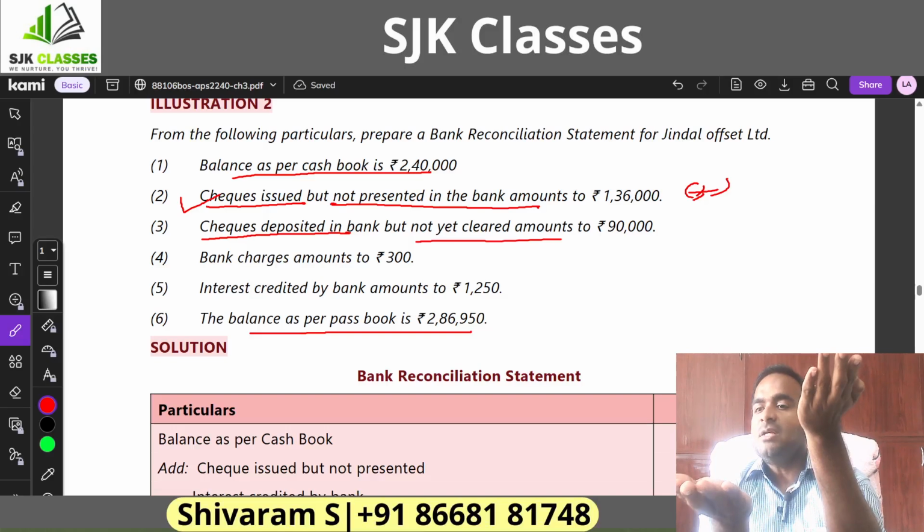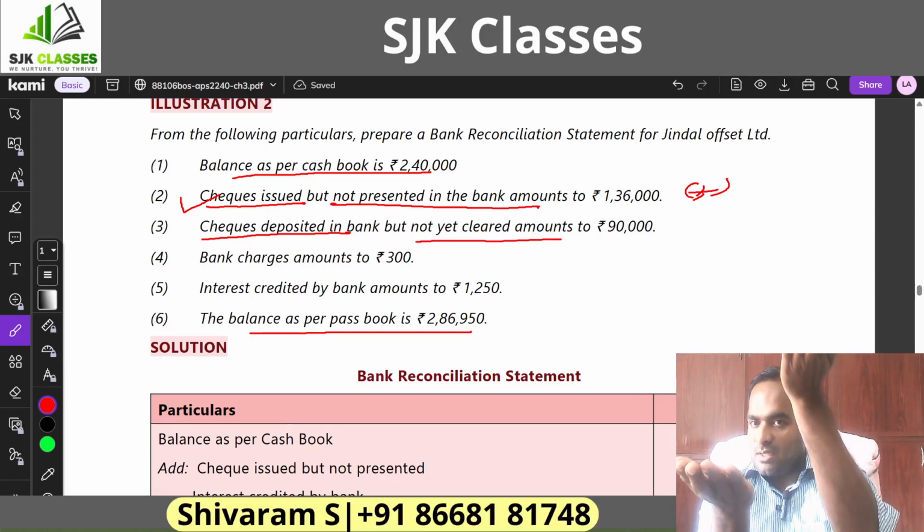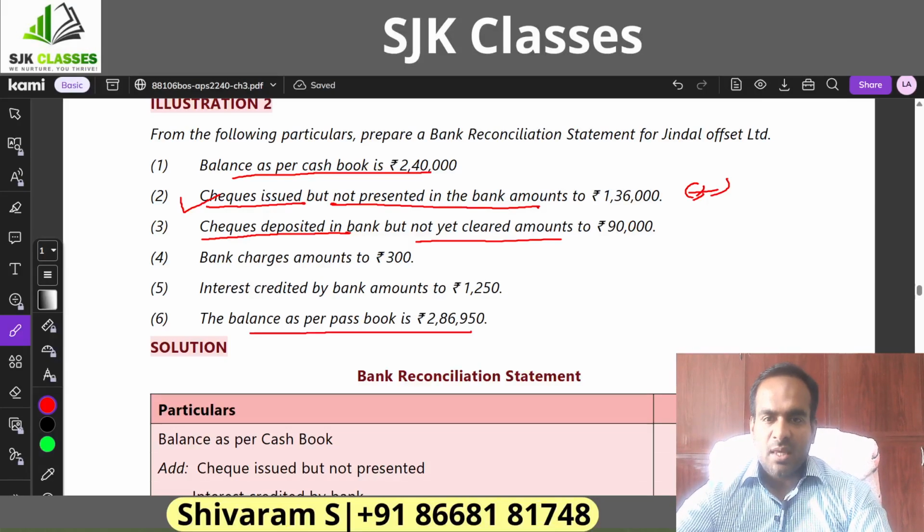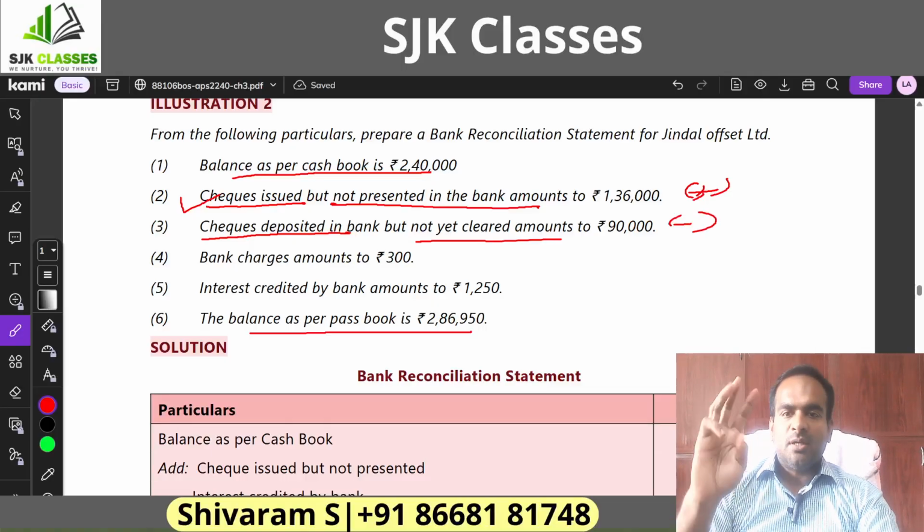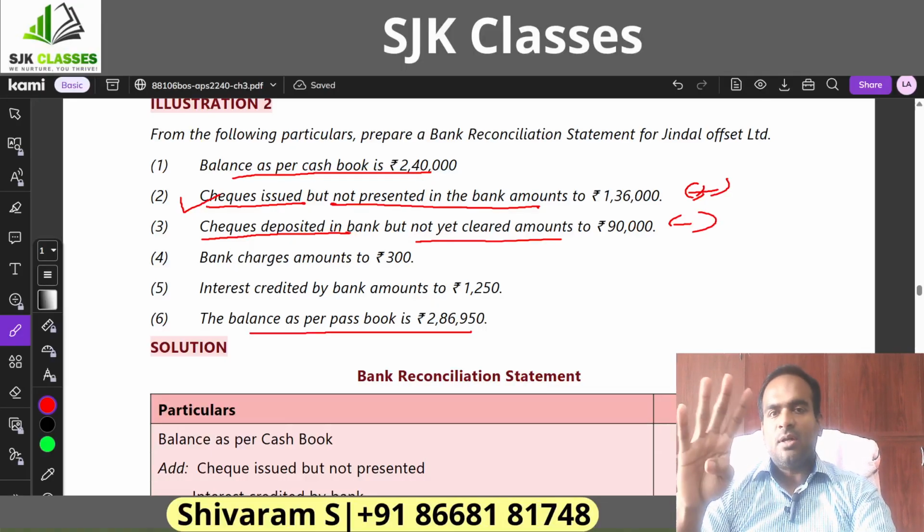So for matching with right hand, what I should do? I must reduce my left hand. So this is a case of subtraction. So point number three is a case of subtraction. Next, point number four. Bank charges amounts to 300.